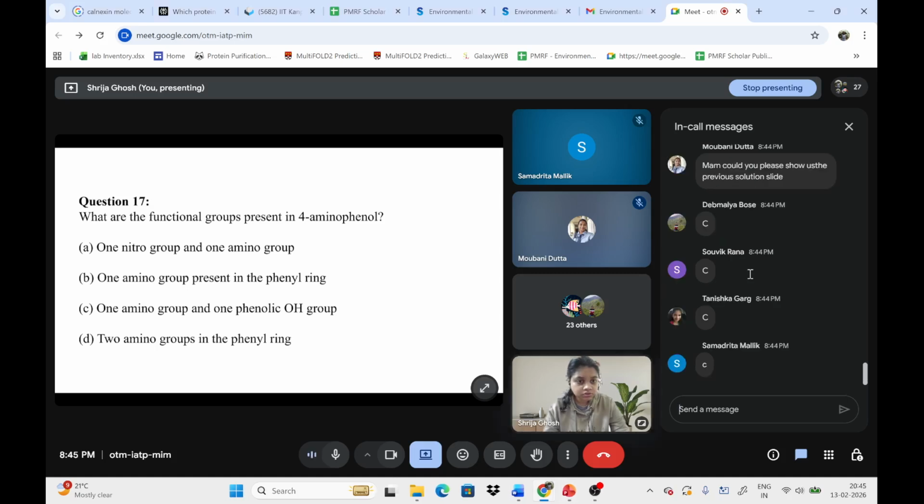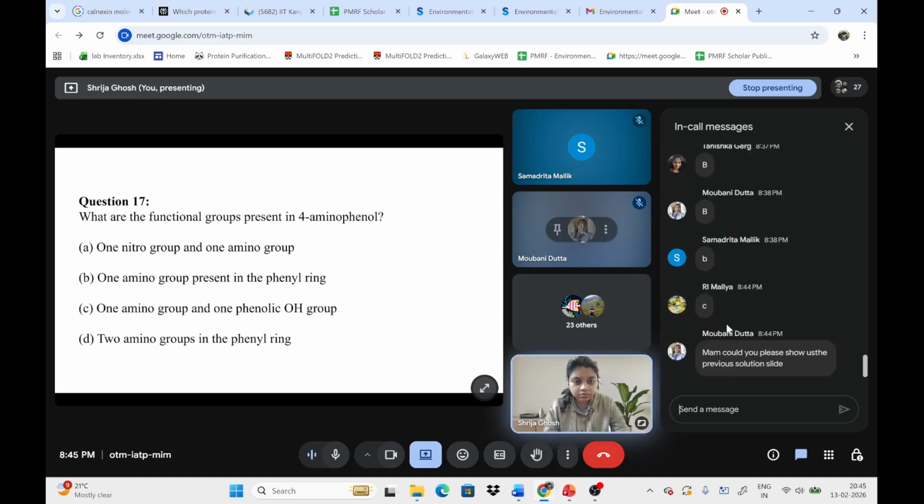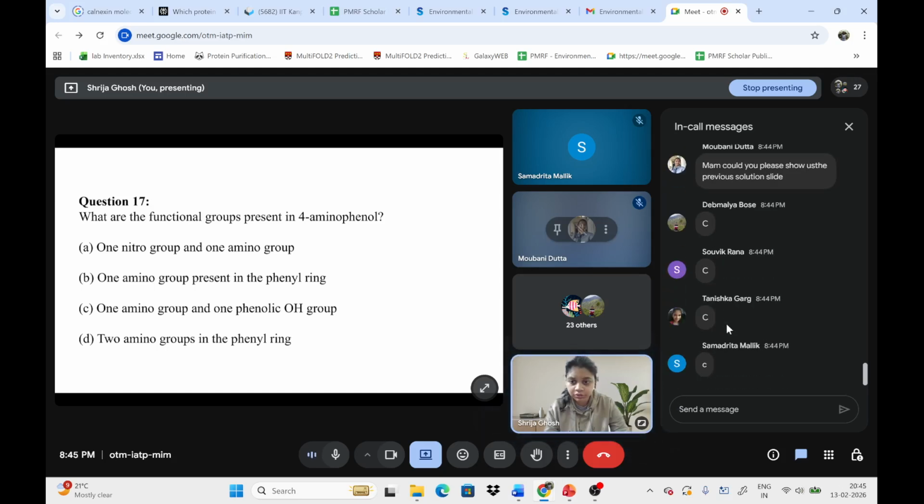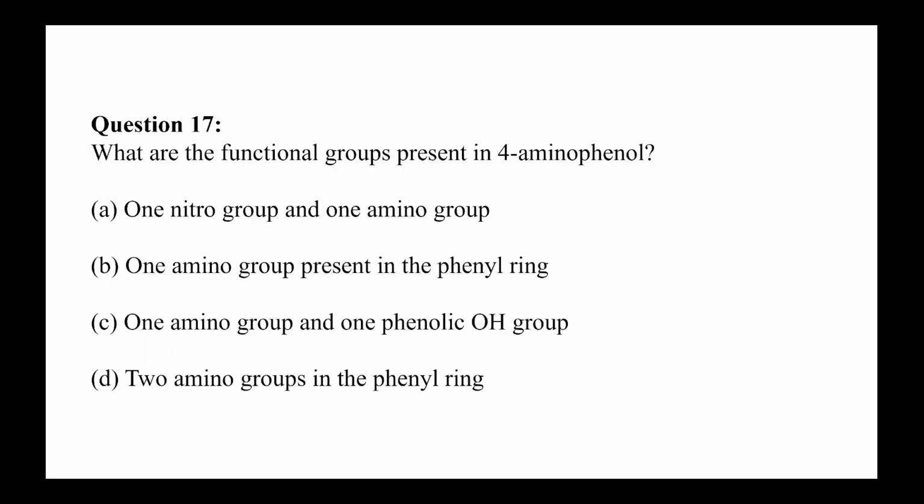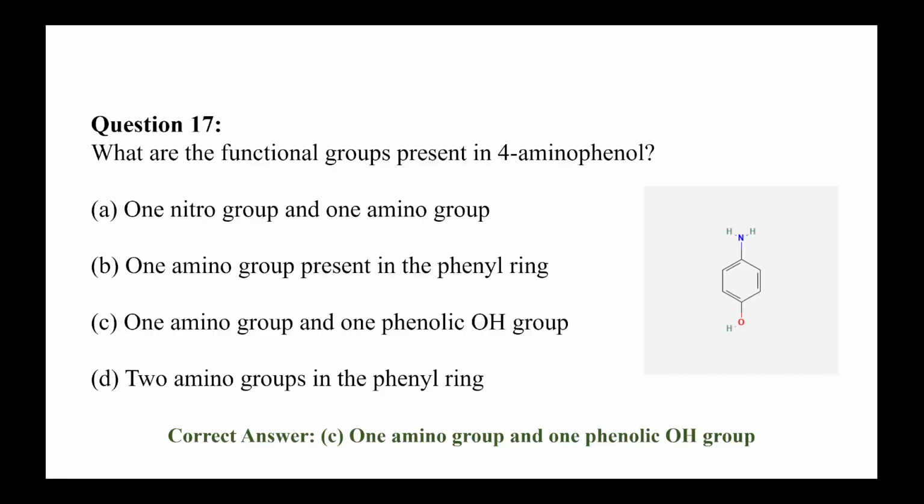Okay, I see most of you have answered option C, one amino group and one phenolic OH group. That is the correct answer. It's a straightforward question. This is how 4-aminophenol will look. You will have one phenolic group, and at the fourth position you will have an amino group. Since O has a higher priority, this is the first carbon. So 1, 2, 3, and 4. At the fourth position, you have the amino group. That's why it is named 4-aminophenol.